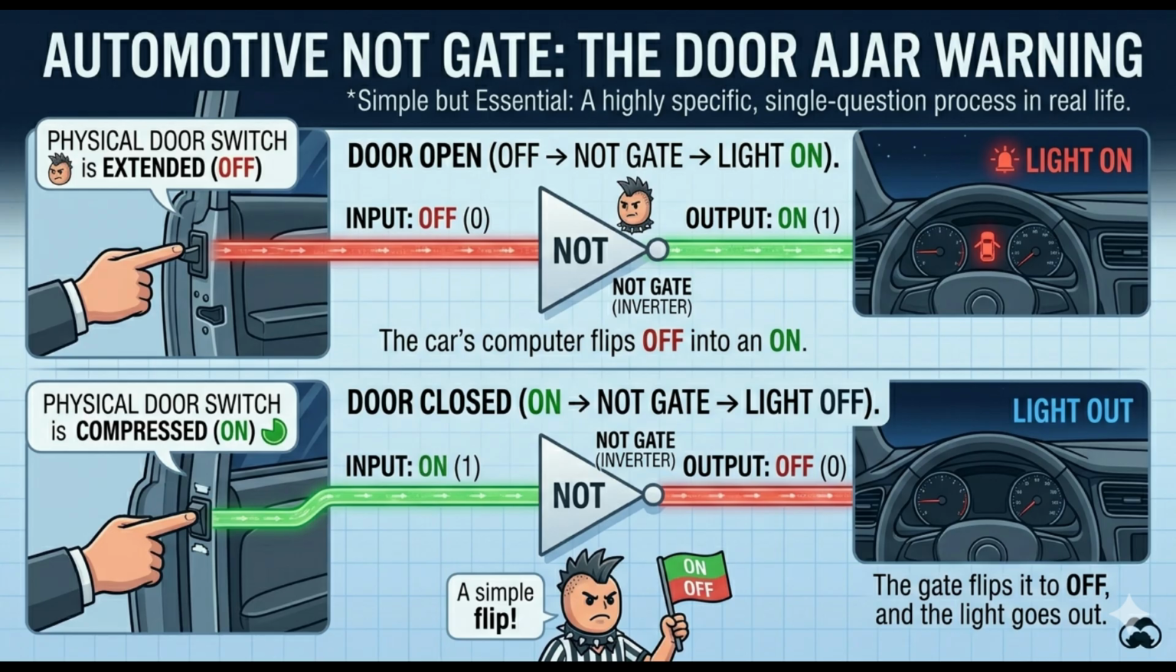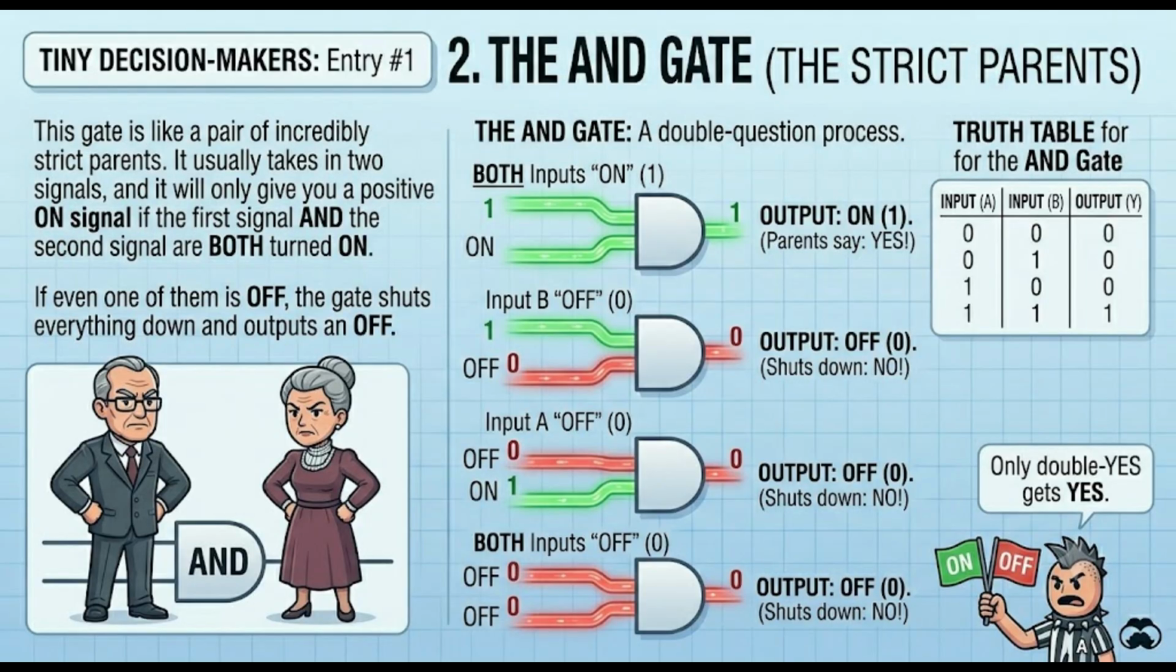2. The AND gate, the strict parents. Next up is the AND gate. This gate is like a pair of incredibly strict parents. It usually takes in two signals, and it will only give you a positive on signal if the first signal and the second signal are both turned on. If even one of them is off, the gate shuts everything down and outputs an off.